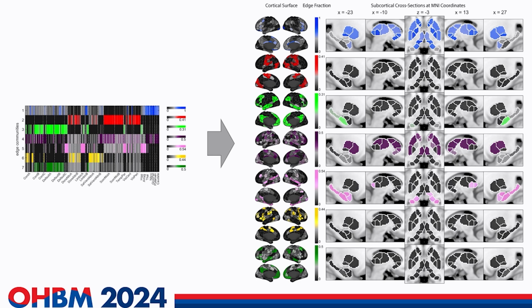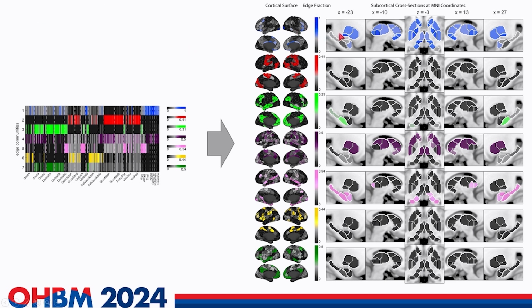A third way to look at the data, because my postdoctoral and graduate advisors have always taught me, look at it from as many angles as possible. So now we're projecting it onto the brain. So it's the same matrix. Now I'm showing you what it looks like on the cortex and on the subcortex.